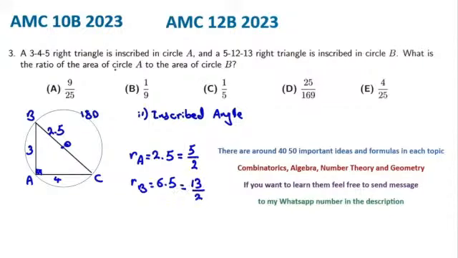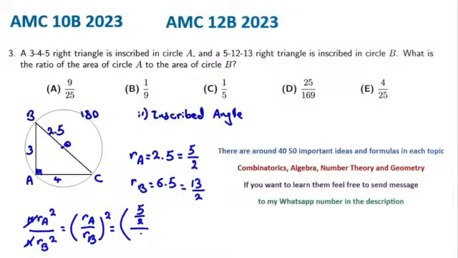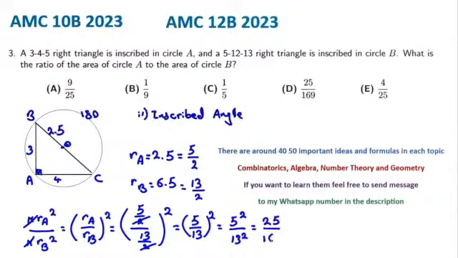Now it asks what is the ratio of the area of circle A to the area of circle B. Area of circle A is pi RA squared, over area of circle B, pi RB squared. So pi and pi will cancel. We can write (RA over RB) squared. RA is 5 over 2, RB is 13 over 2, squared. We can simplify by multiplying both numerator and denominator by 2. So it will be (5 over 13) squared, which is 5 squared over 13 squared, which is 25 over 169, which is choice D.